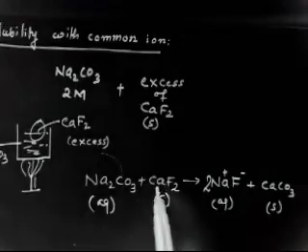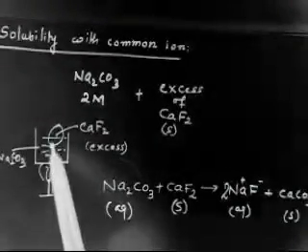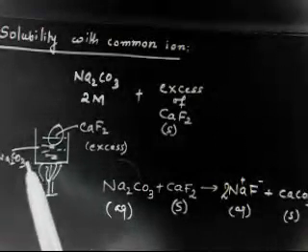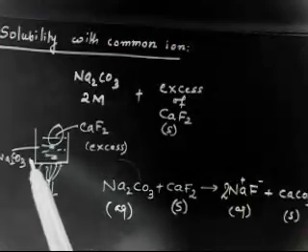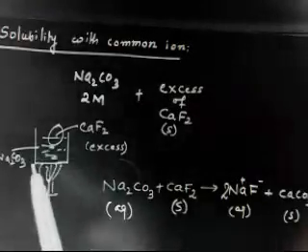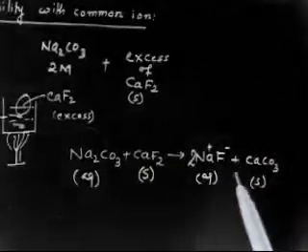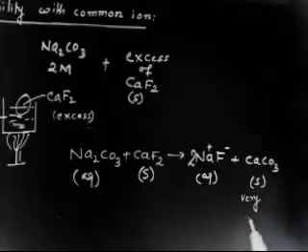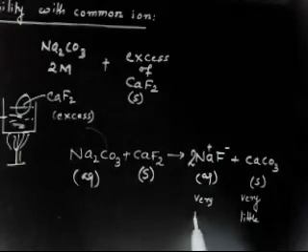So a very small amount of CaF2 gets dissolved. CaF2 is solid, and if you boil this solution in the presence of Na2CO3, some of the CaF2, very little, gets dissolved into the solution, and that forms CaCO3, which is again solid, and NaF is not solid. So this is solid, and very little is formed. And this is also very little.